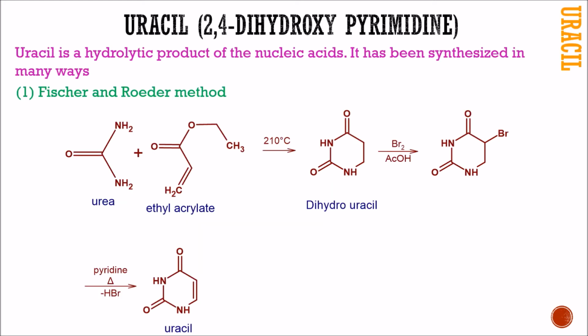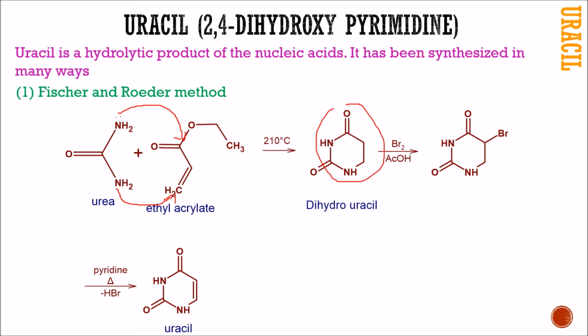Now let us start with the synthesis of uracil. As we know, uracil is 2,4-dihydroxypyrimidine. Uracil is a hydrolytic product of the nucleic acid. It has been synthesized in many ways. First method is given by Fischer and Roeder. They have used urea and ethyl acrylate as a starting material. Here the nitrogen lone pairs have attacked the carbonyl carbon over here, and this nitrogen also attacked the another terminal carbon and forms a ring structure which is dihydrouracil.